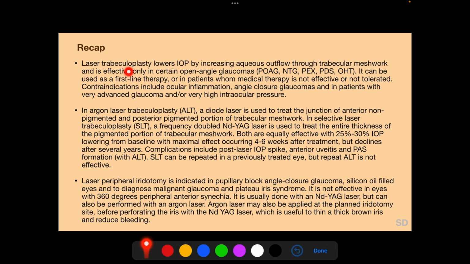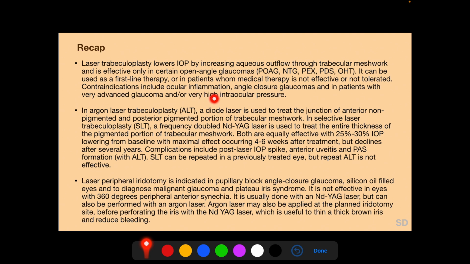Laser trabeculoplasty lowers intraocular pressure by increasing aqueous outflow through the trabecular meshwork and is effective only in certain open-angle glaucomas such as primary open-angle glaucoma, normal tension glaucoma, pseudoexfoliation syndrome, pigment dispersion syndrome, and ocular hypertension. It can be used as a first-line therapy or can be used in patients in whom medical therapy is not effective or is not tolerated. Contraindications to laser trabeculoplasty include ocular inflammation, angle closure glaucomas, and in patients with very advanced glaucoma and/or very high intraocular pressure.